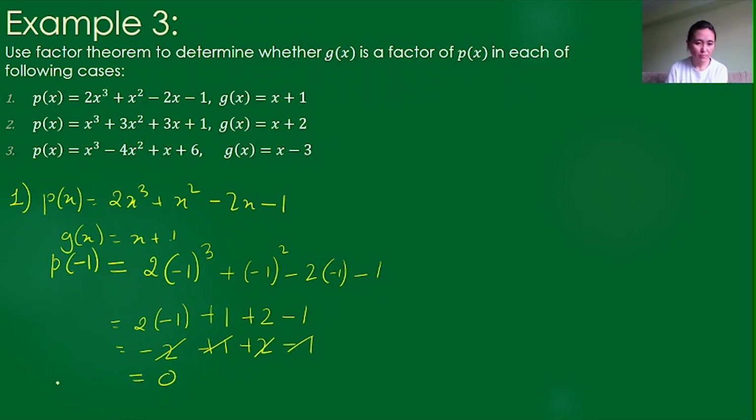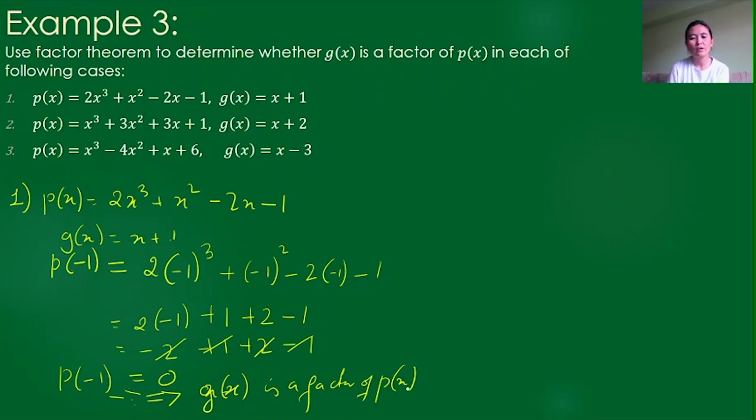Since p(-1) equals 0, this now implies that g(x) is a factor of p(x). So let's move on to the second one.